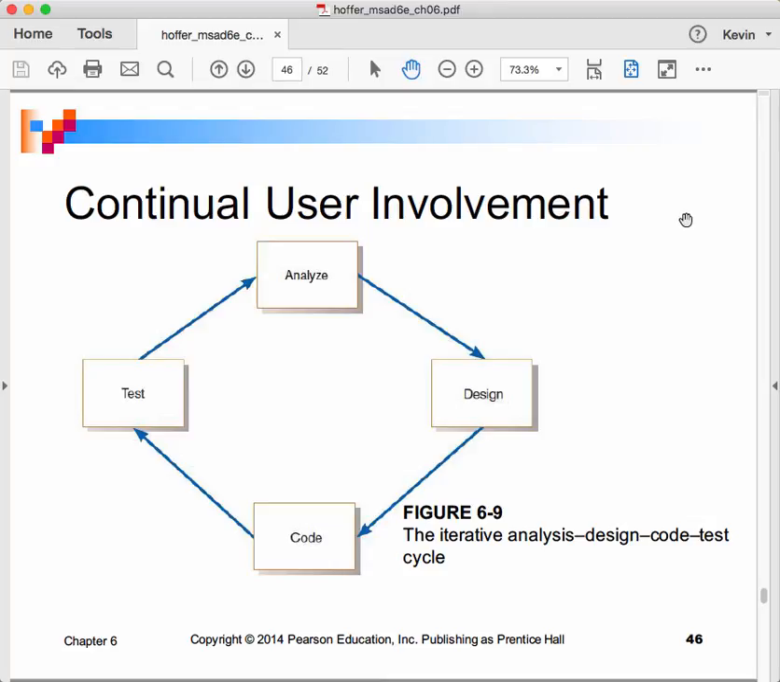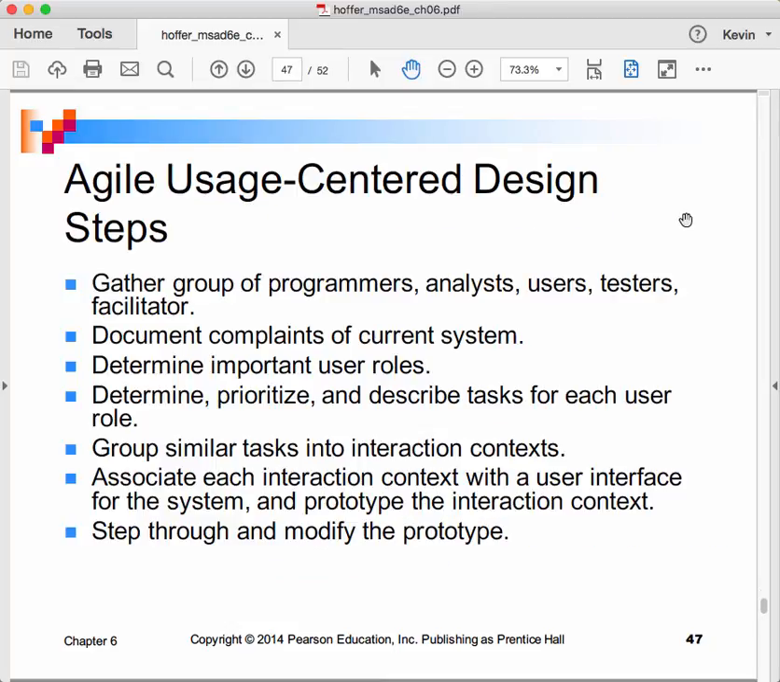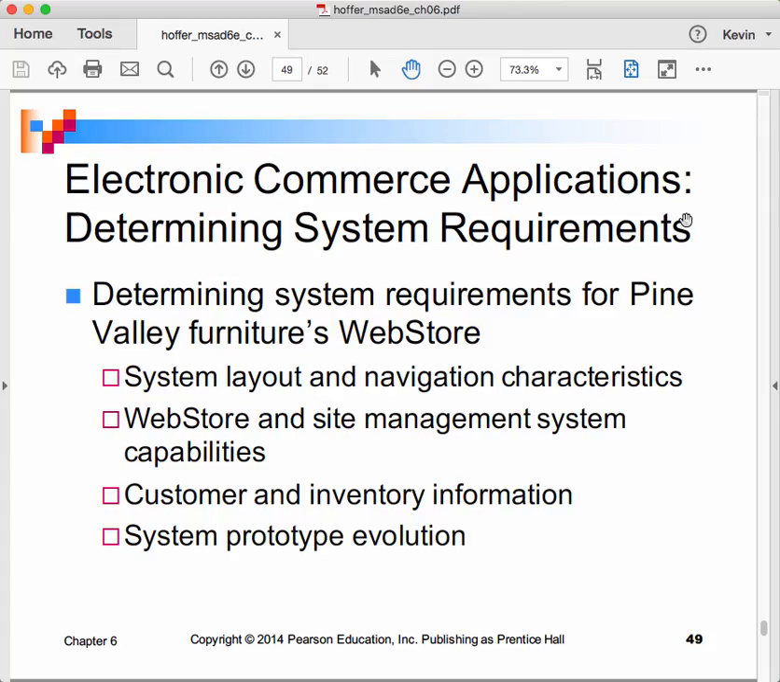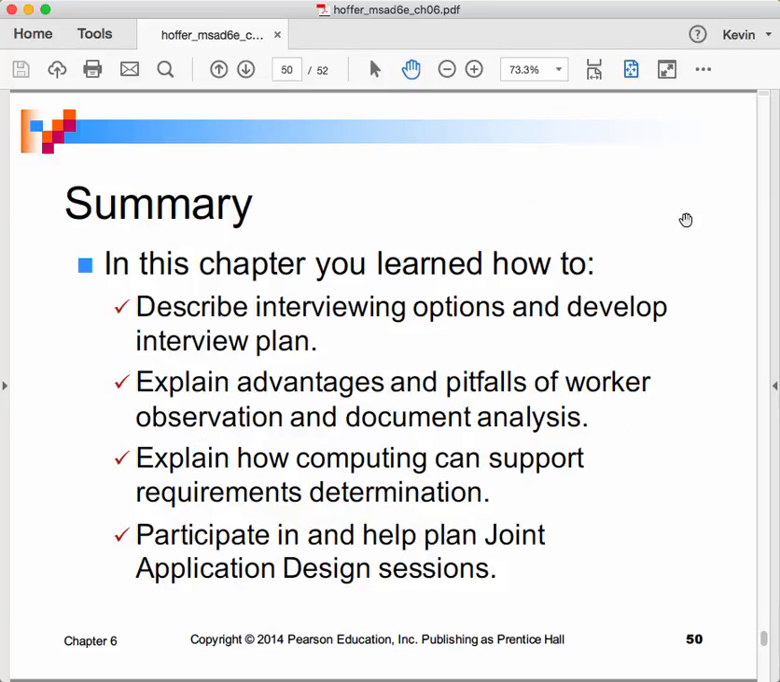I talked enough about continual user involvement. Everybody believes in it, so we're not going to make a big deal of it. I talked about agile user-centered design. Not going to talk about that more. The planning game, not so much of an issue for me, so I'm not going to have it be a big issue for you. Oh, and the last thing we have here, we have a couple slides on determining the requirements for one of the cases that's used in the book, Pine Valley Furniture's web store. And then we've got the summary.